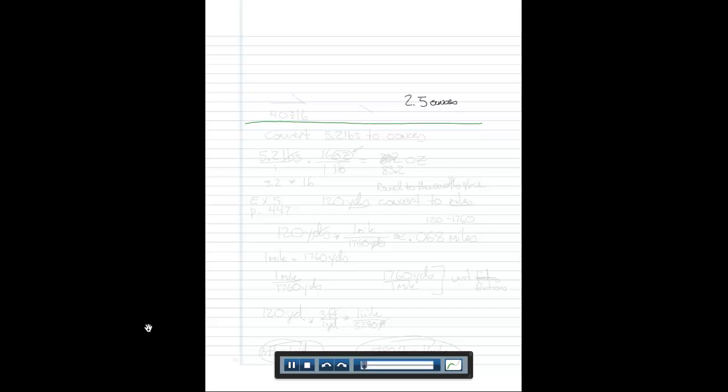Let's do a made-up example. Let's convert 5.2 pounds to ounces. And so we're beginning with 5.2 pounds. And the question is, how do I decide how to convert that? From your little unit sheet, it says that 1 pound is 16 ounces.